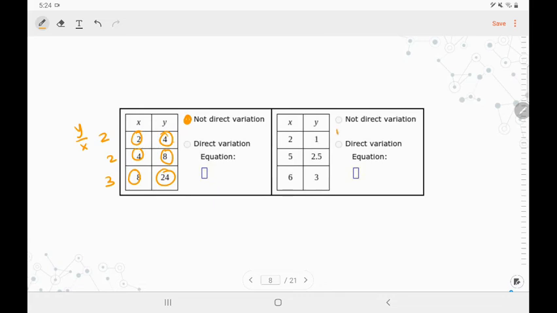1 divided by 2 is 1/2. 2.5 divided by 5 is 1/2. 3 divided by 6 equals 1/2. And because each of these are the same, I would say direct variation. Now what do we mean by equation? Remember, our direct variation equation is y equals mx. And m represents this number that I've been getting. So my equation would say y equals 1/2 x.